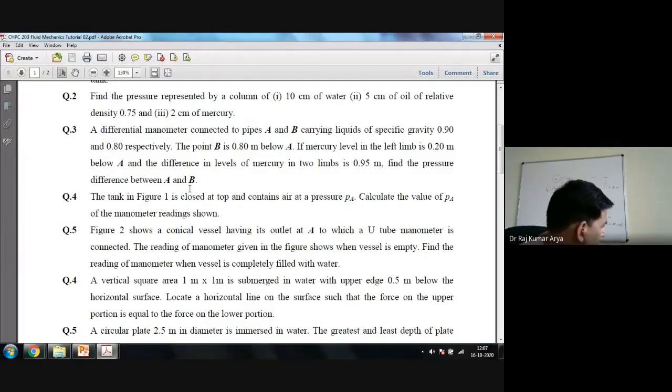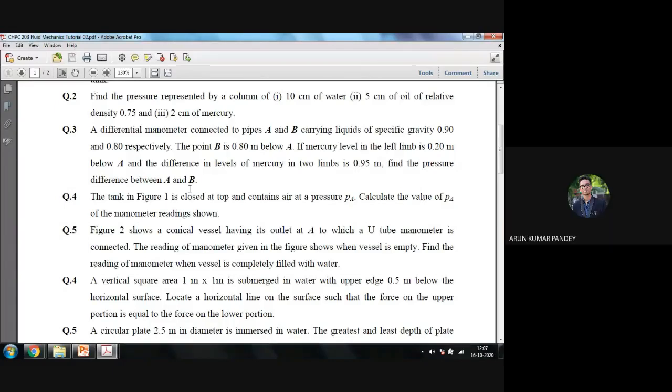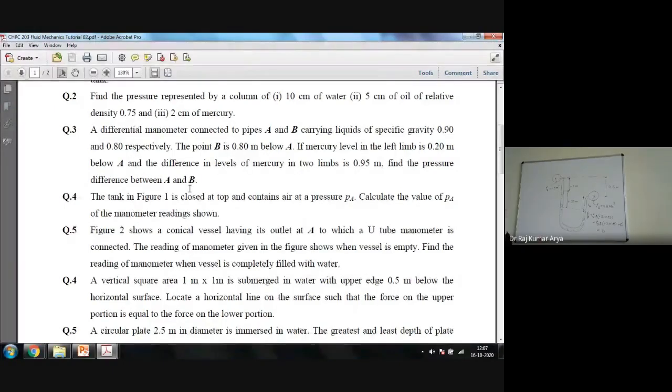Correct? So this way, have you drawn the figure? Yes, sir. Density rho A is given as 900, rho B is given as 800, G is known to you, so everything is known to you. Substitute here, you will get the answer.